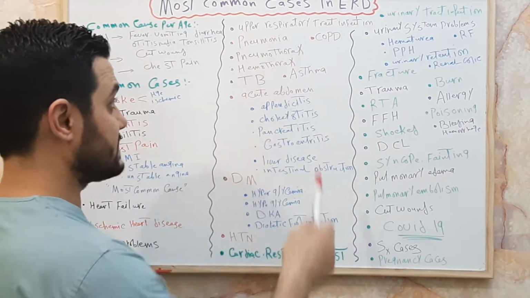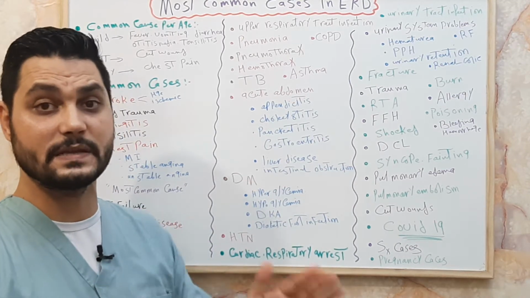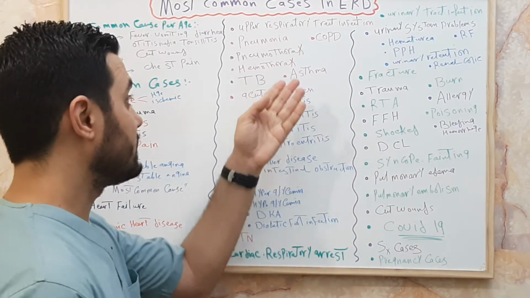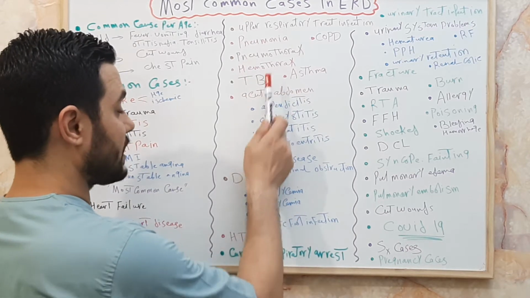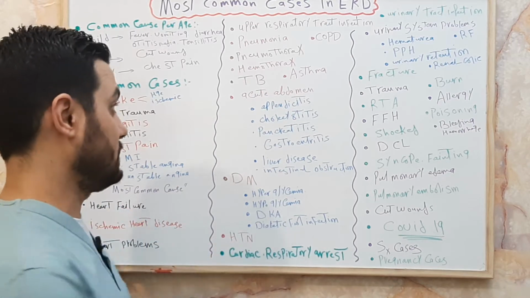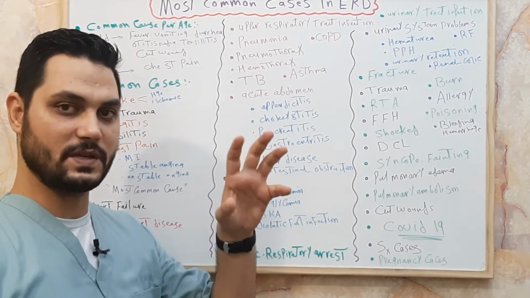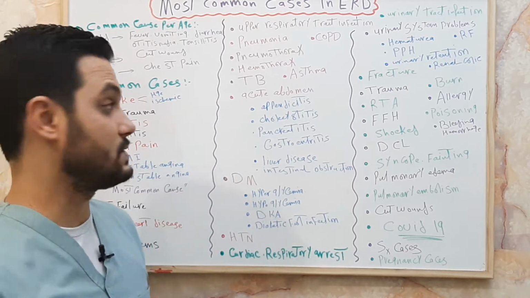The patient with upper respiratory tract infection, pneumonia, COPD, or asthma, anything of this. The patient may have pneumothorax or hemothorax, which is air in the lung or blood in the lung, so the patient will come to the ER. If the patient has TB, tuberculosis, this patient will come to the ER and you will put them in an isolation room.